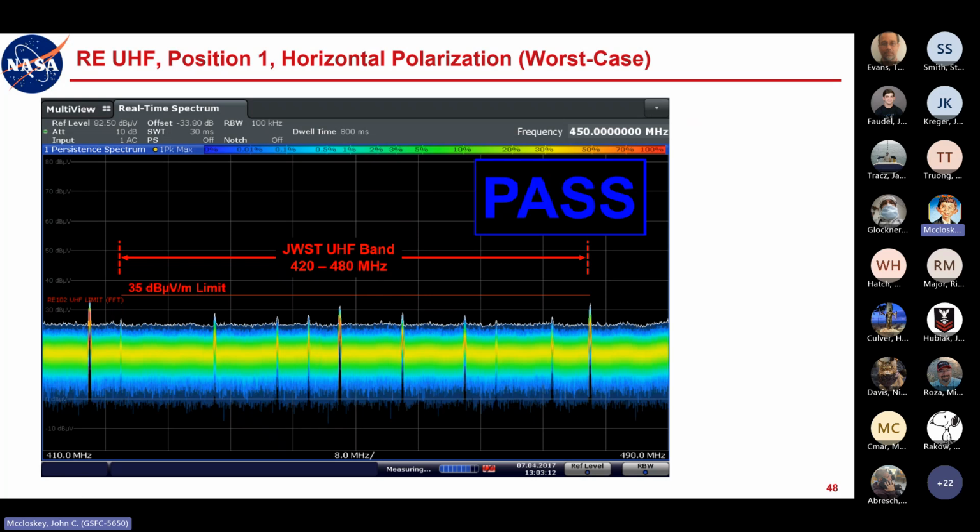So once we got that in place, we were able to complete the test, and then it was pretty benign. We had a few little peaks in the frequency range of interest, but they were all below the limit and passed, and we completed spacecraft RE in one day.